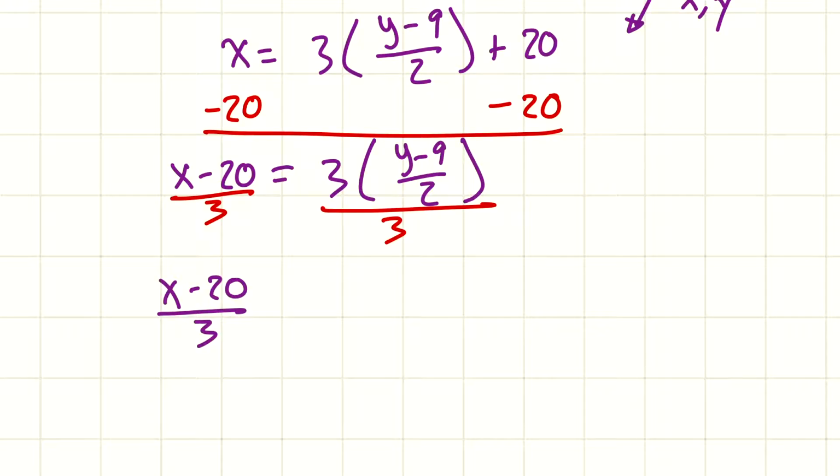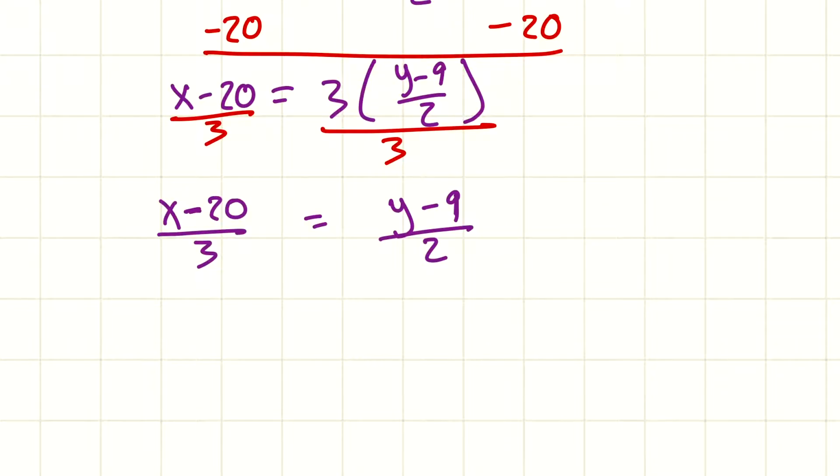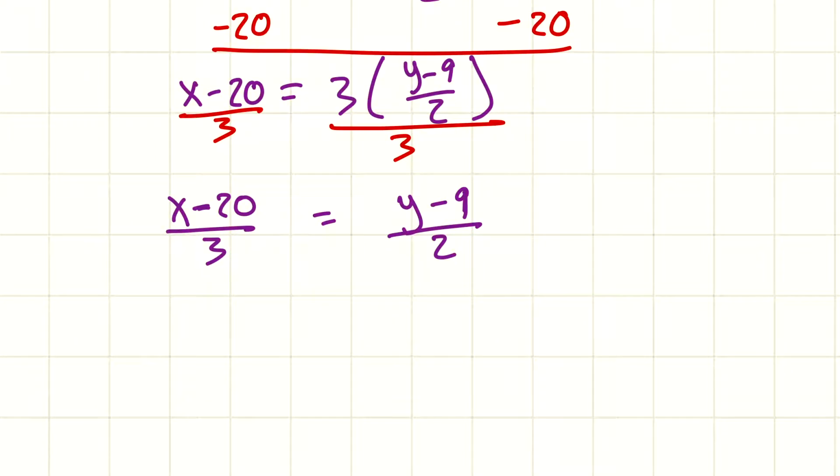You'll notice that divided by 3 goes completely under the x minus 20. Not just the x, not just the 20. So try not to make that mistake. We're going to be left with y minus 9 divided by 2. All right, we're almost there. So now we have a minus 9 and we have a 2 in the denominator.